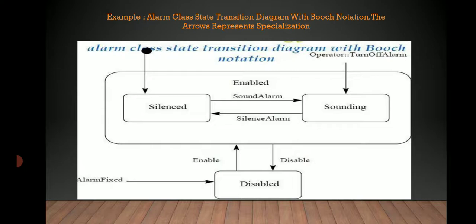The arrows represent the specialization. We can see here the alarm, it is silenced, enabled, that is to sound the alarm. When it is silenced, it has a transition here, and when the alarm is fixed, it is disabled, that is enabled and disabled. So this is the BOOCH notation.